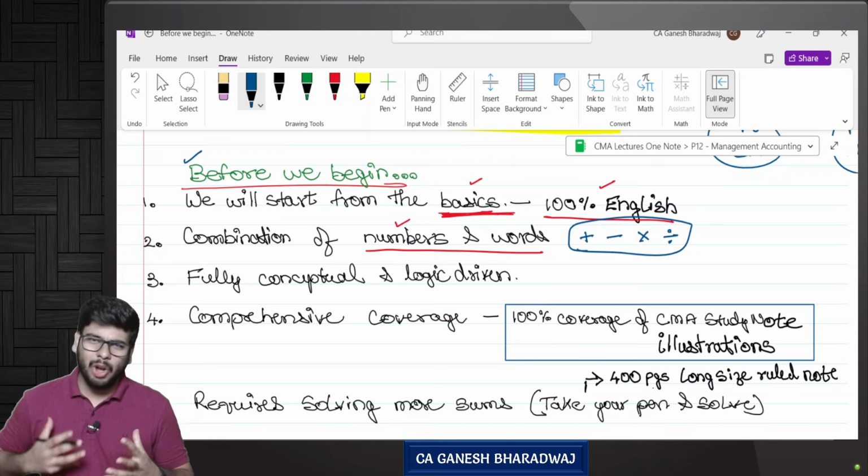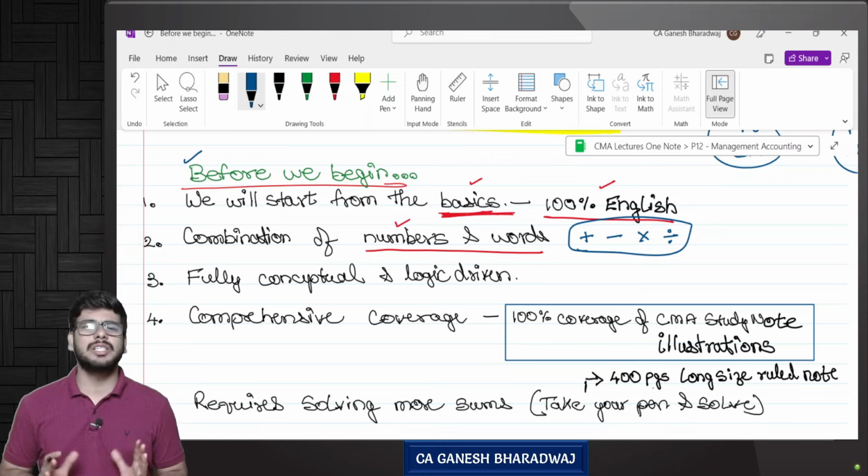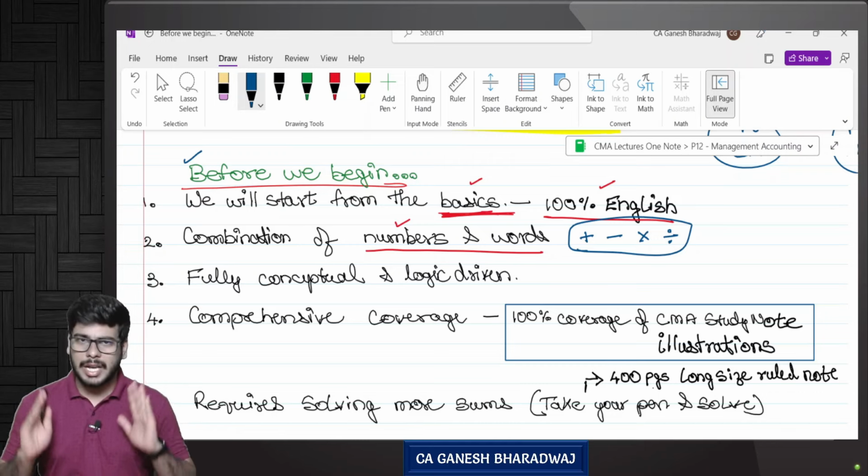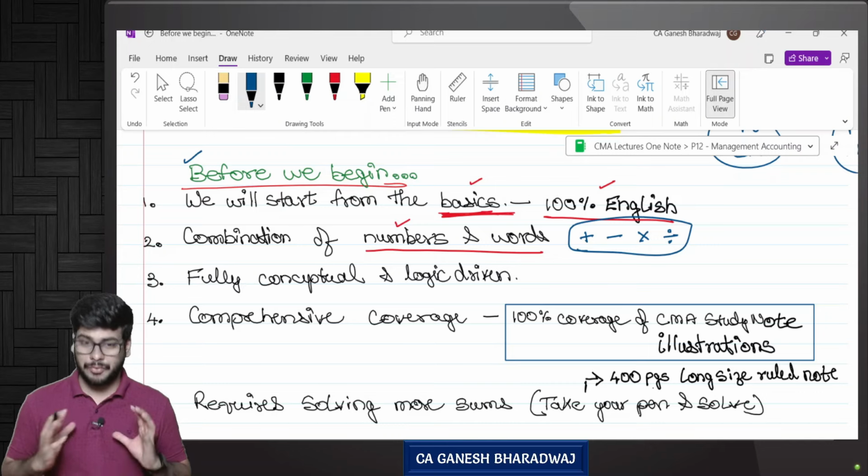And all of this is fully concept driven and logical. So you need not worry about it. Everything will be started from the scratch. Everything will be started from the scratch in terms of concepts.